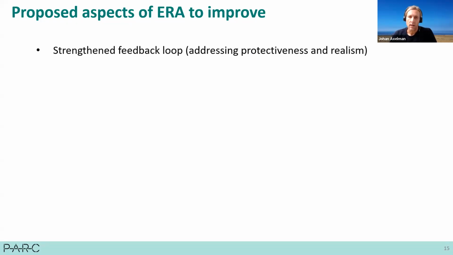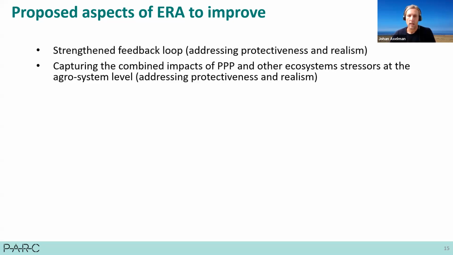The proposed aspects of improvement come from the EFSA PERA roadmap report. But one of the key drivers here is a strengthened feedback loop for measurements in the environment, which would address the protectiveness to ensure it and also the realism of the assessments. But another is to capture the combined impacts of PPPs, plant protection products, and other stressors at the agro-ecosystem level. So we are currently looking at one substance at a time, but here we are aiming to make a more integrated assessment.